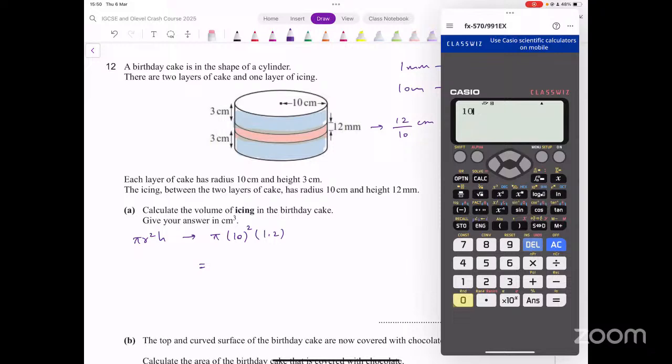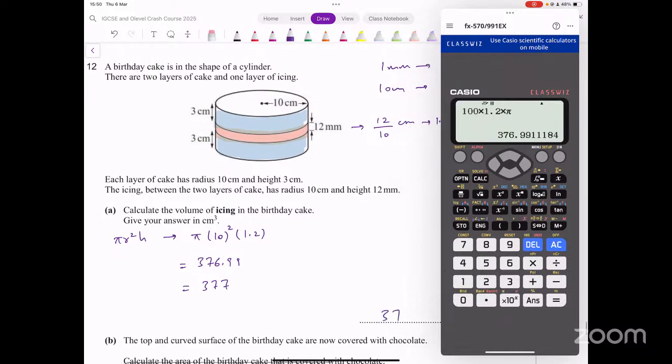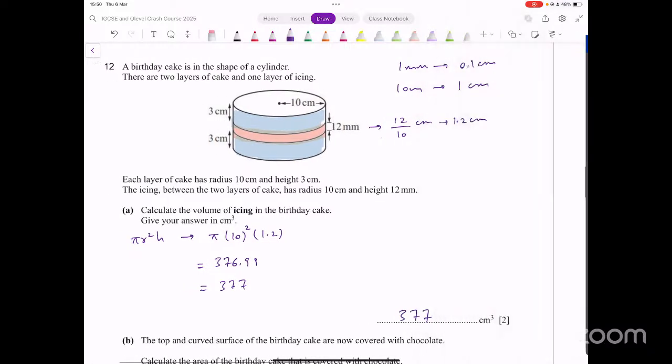100 times 1.2 times pi, and that gives us 120 pi. In decimals, that would be 376.99. We rounded off to three significant figures because this is not an exact answer, and that gives us 377. That's what we write here, 377. That's the final answer that we get.